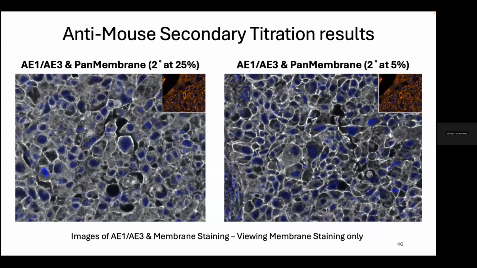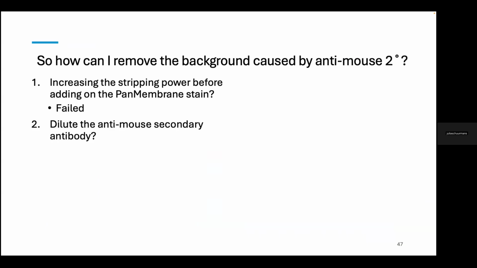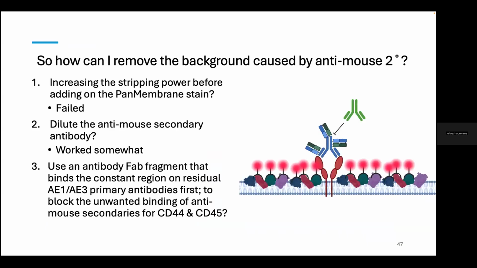If we look specifically, we'll find that there is a higher contrast of membrane staining around the cells to the background compared to the other image. It's still not perfect. I want it to be better. So this worked somewhat, and I moved on to another option that I thought up with my lab. And what we decided to do here is to use an antibody FAB fragment after stripping, adding it on, and then adding on top of that my pan-membrane stain.